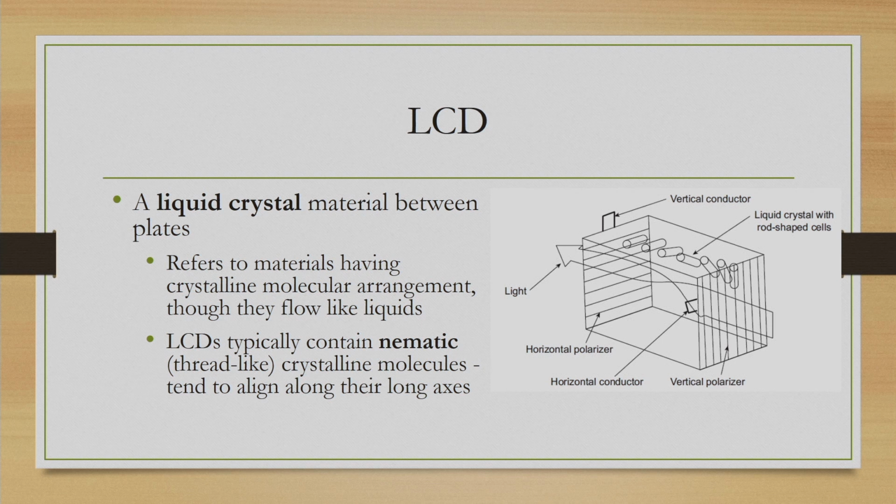Now, between the plates we have a liquid crystal material. This material refers to some special type of materials that have crystalline molecular arrangement, although they flow like liquids, they behave like liquids. Now, LCDs typically contain thread like or nematic crystalline molecules which tend to align along their long axis.